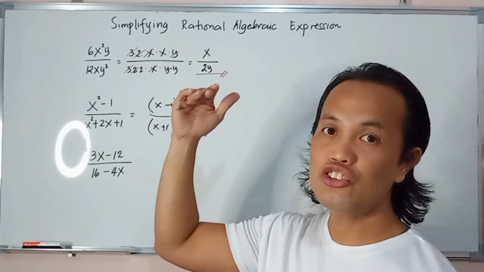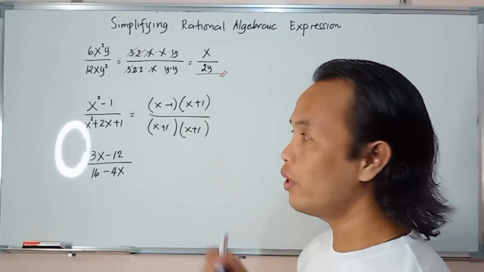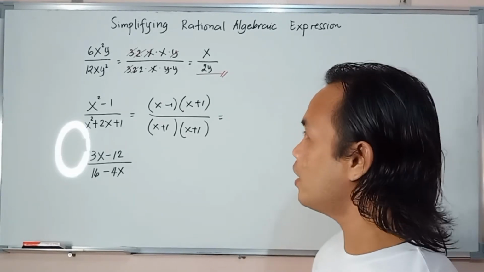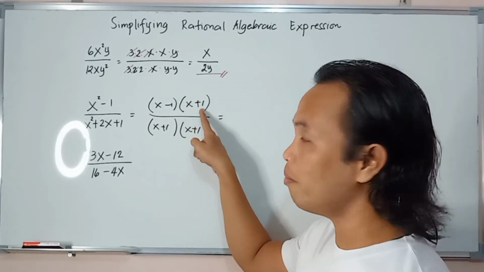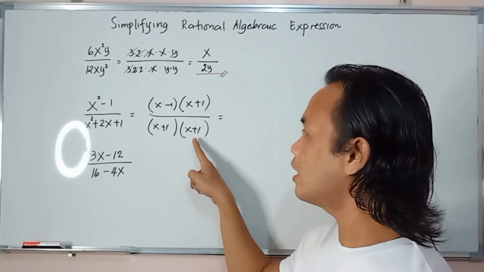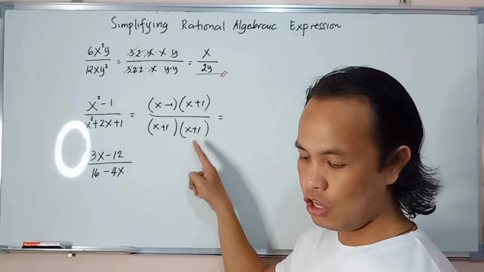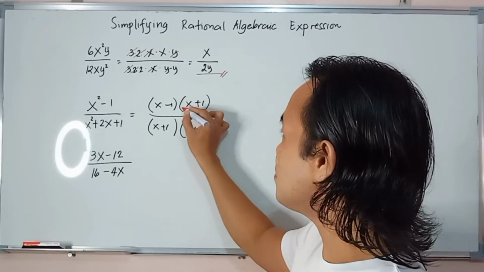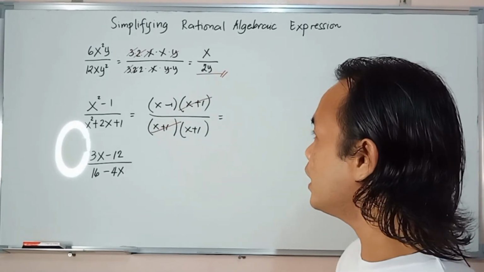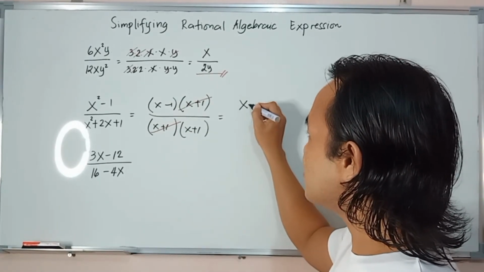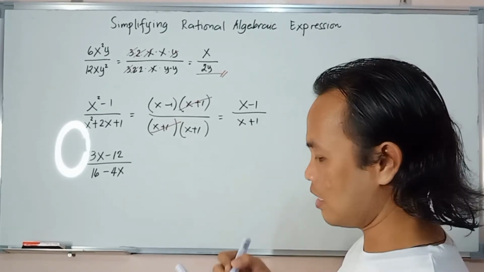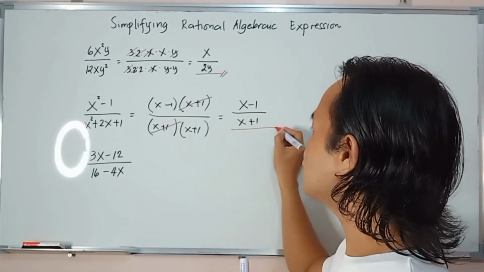After factoring the numerator and denominator, we cancel out common factors in the numerator and denominator. So we have here x plus 1 in the numerator and we have also x plus 1 in the denominator. So we can cancel out x plus 1 and x plus 1. So what remains here is x minus 1 over x plus 1. So this is now our answer.